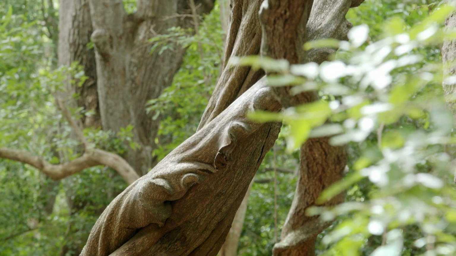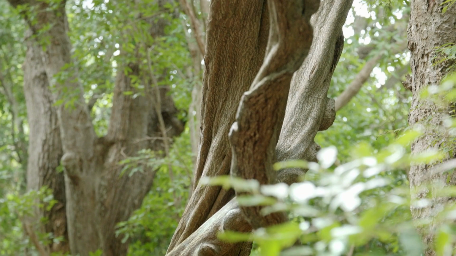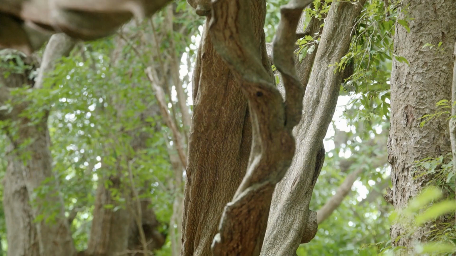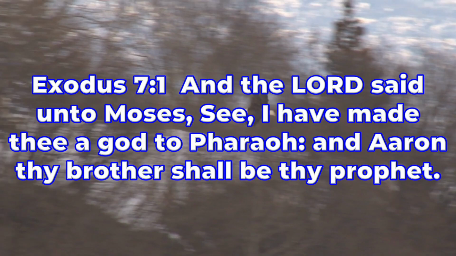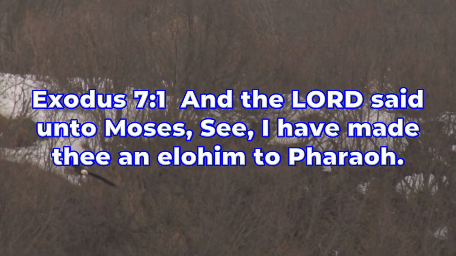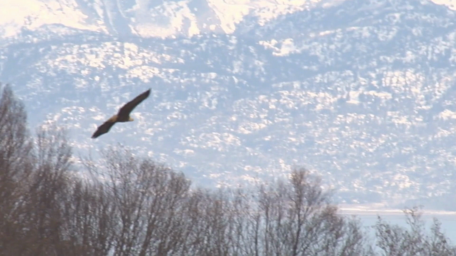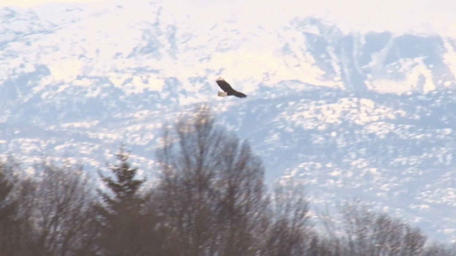But let's look at what God said to Moses. In Exodus 7:1, "And the Lord said unto Moses, I have made thee a God to Pharaoh, and Aaron your brother is going to be your prophet. I have made you an Elohim to Pharaoh." God would tell Moses what to do, and Aaron would be his prophet, his spokesman, and say exactly what was supposed to happen.